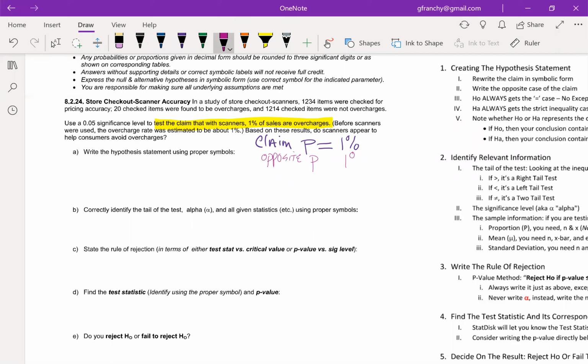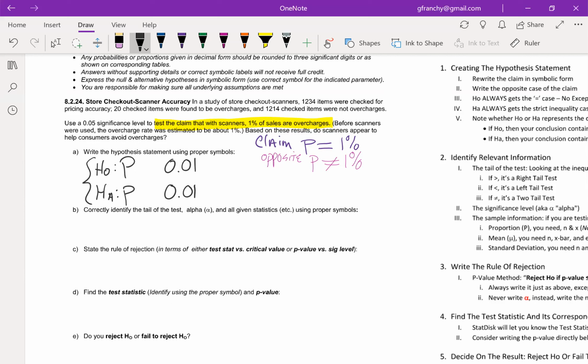And the opposite of equal to is not equal to. So we can take this back and have that. So when we go to form our hypothesis statement, if it's proportions in the claim, it's proportions in the hypothesis statement. If it's 1% in the claim, it's 1% in the hypothesis statement. And then now we just have to figure out what goes in between them.